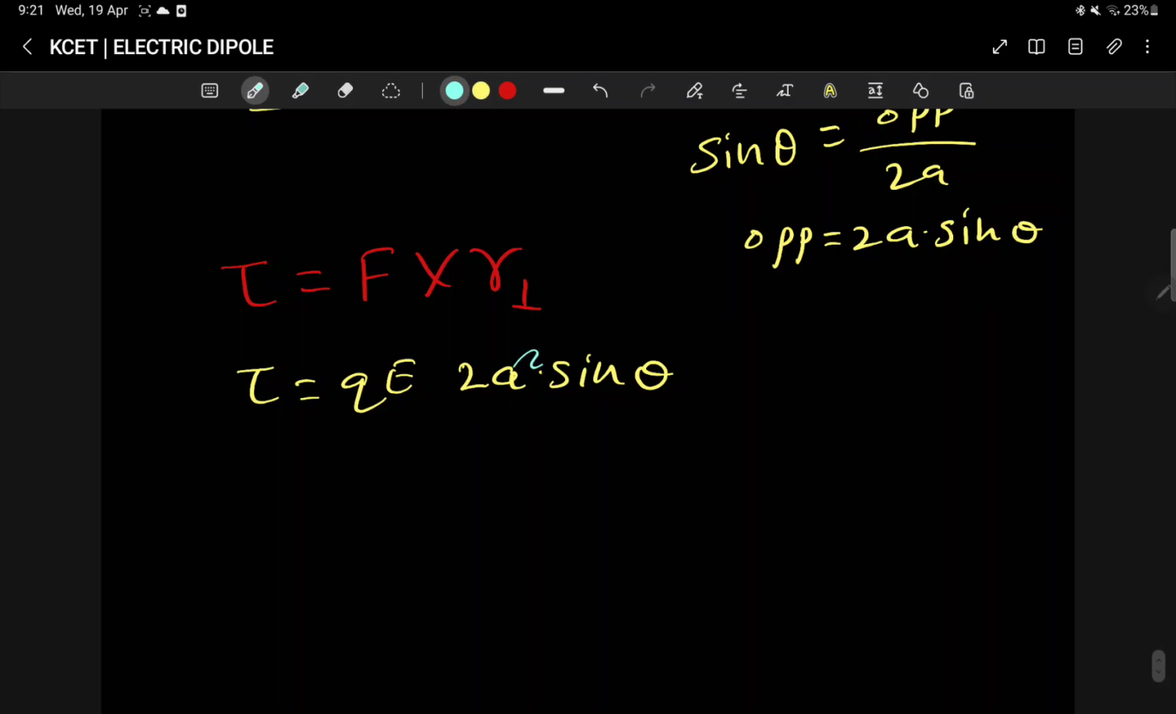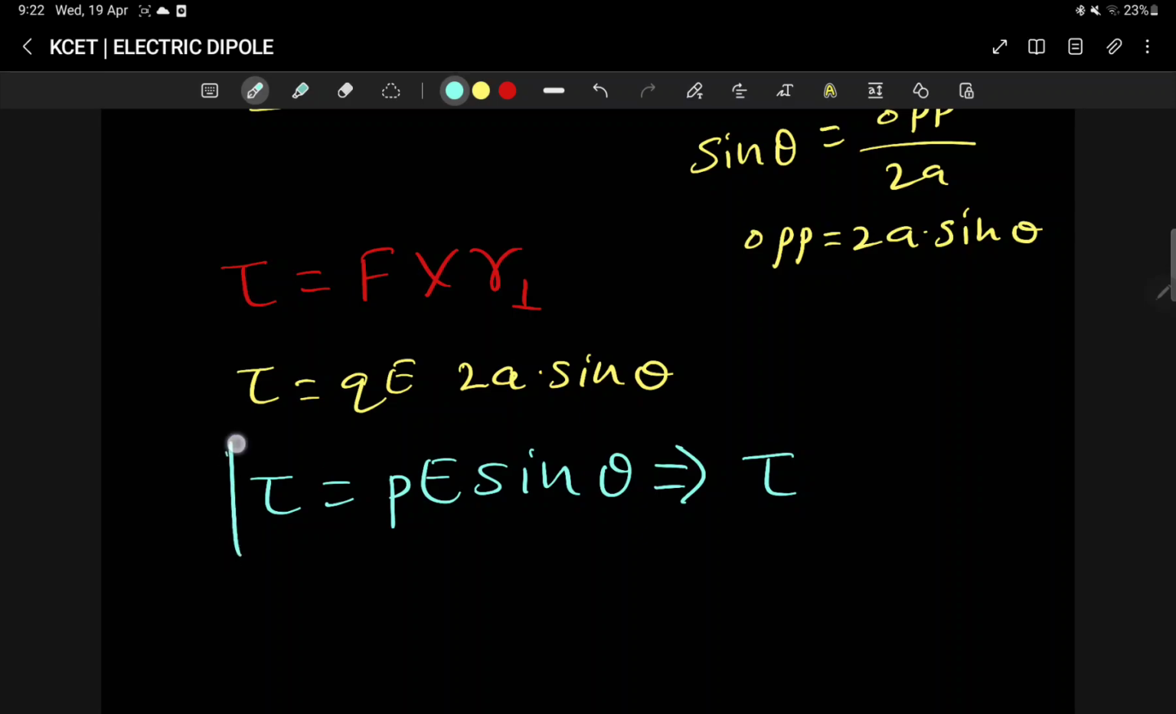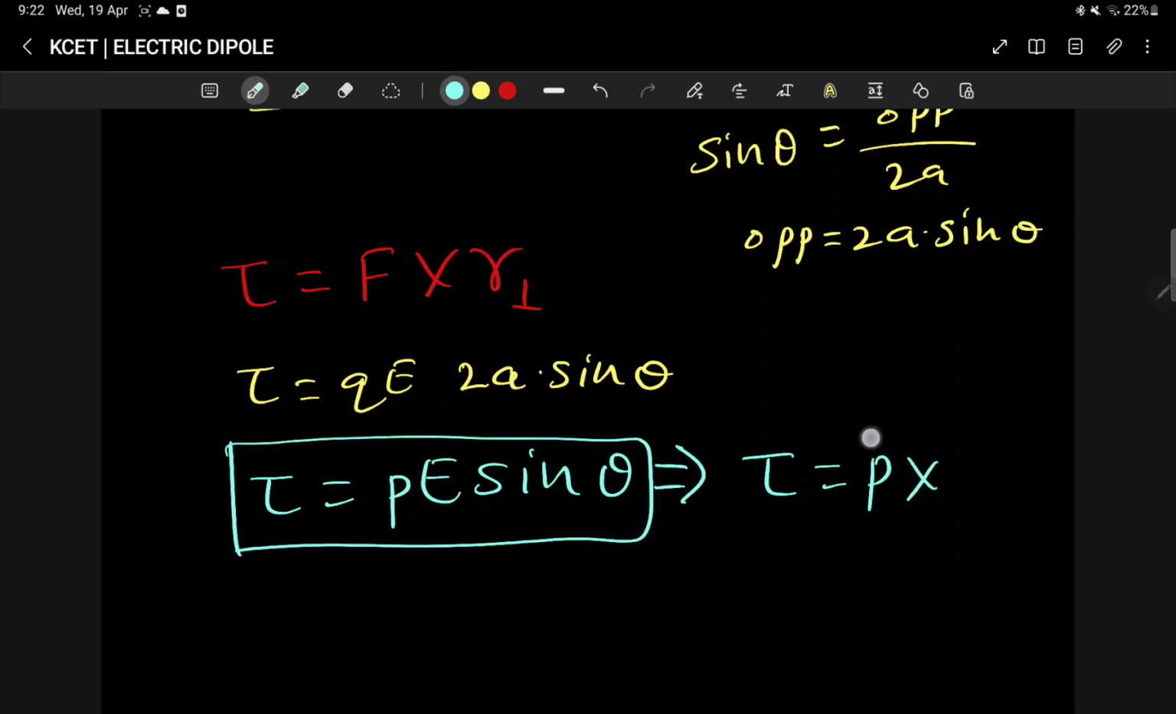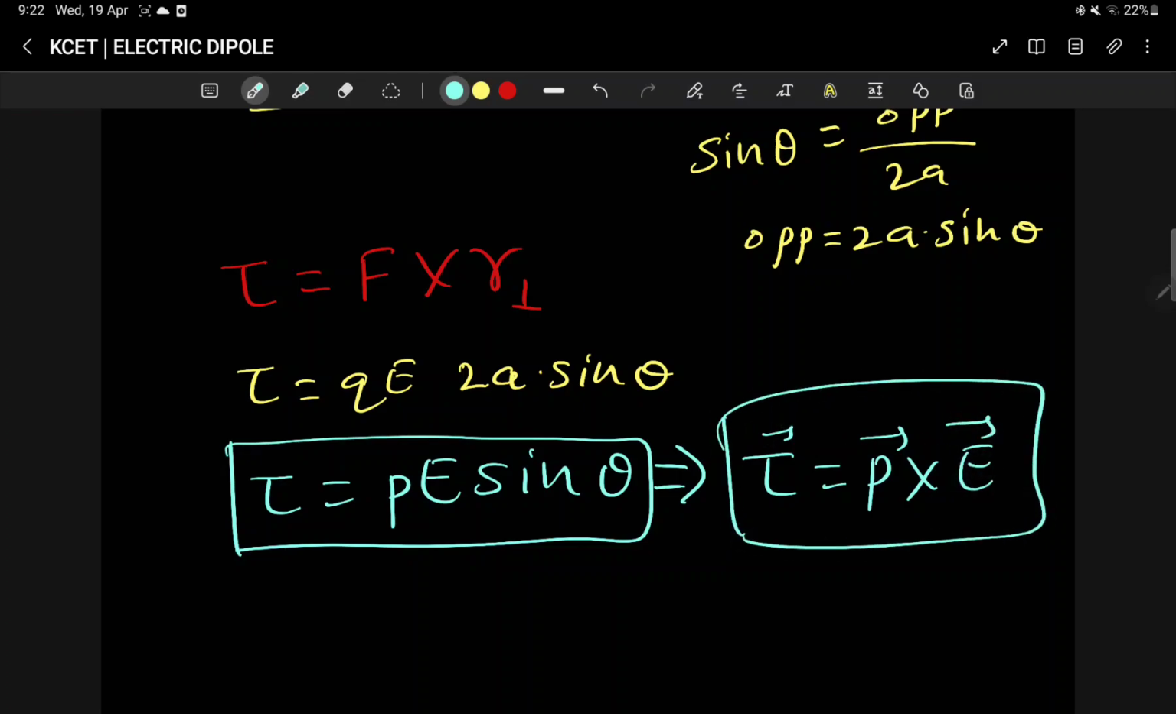Here, dear students, 2a into q is the electric dipole moment, which we have just studied. So torque is equal to p E sin theta. Can I write this in vector form? This is the torque acting on the dipole. The vector form is p cross E. So torque acting on a dipole is given by this.